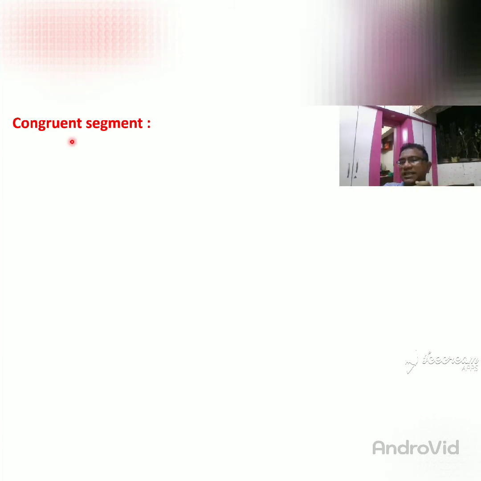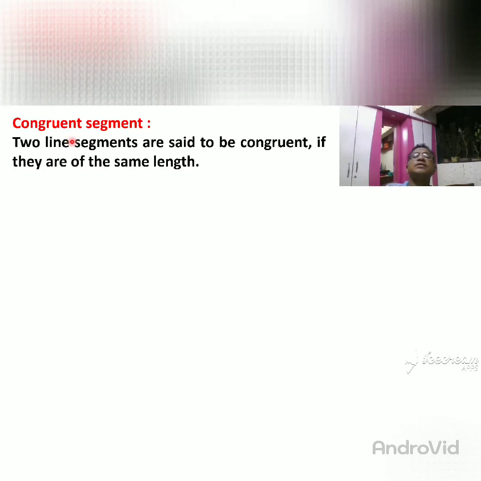So if the lengths of the segments are the same, then that is called congruent. If the lengths of the segments are congruent, then the segments are also congruent. So what do we say? If the lengths of segments are congruent, then those segments are called congruent segments. Here it is written: two line segments are said to be congruent if they have the same length.